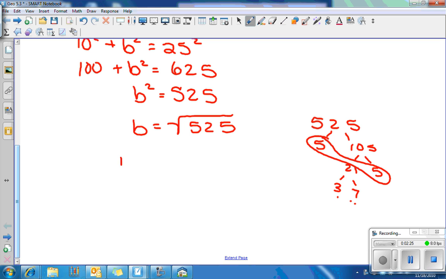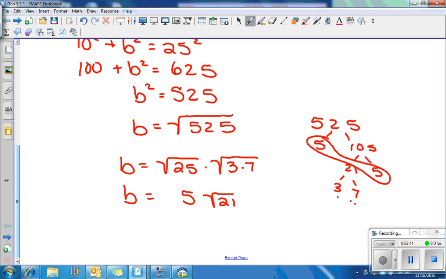All right, so what's 5 times 5? So I've got the square root of 25 times the square root of what's left over, not grouped, 3 times 7. And 3 times 7 is 21, so I've got the square root of 21, and what's the square root of 25? So there you go.